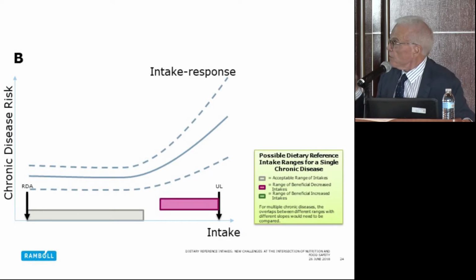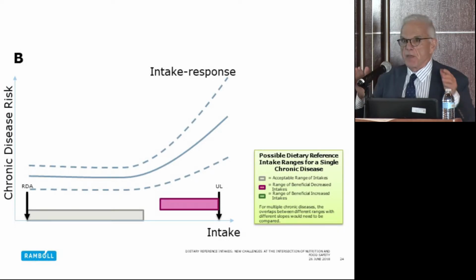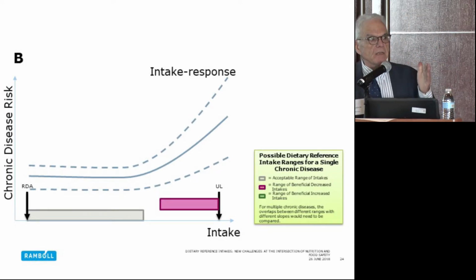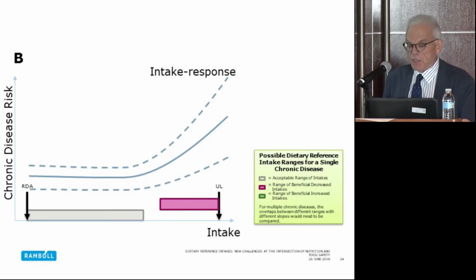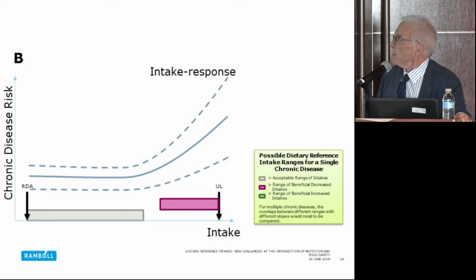One thing that does come out in the analysis is that in recommending these ranges as possible ranges of beneficial intakes, you've got to avoid going below the RDA or above the UL. So you're looking at the intake-response relationship in that range for chronic disease endpoints. So these are typical examples. You'll find them in the report of what they might look like.